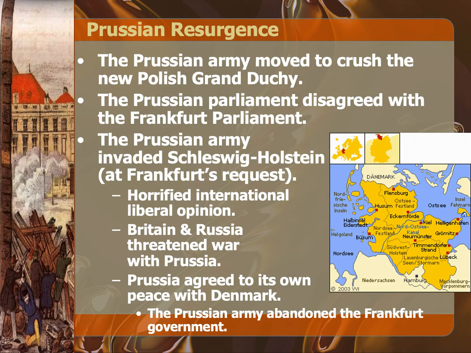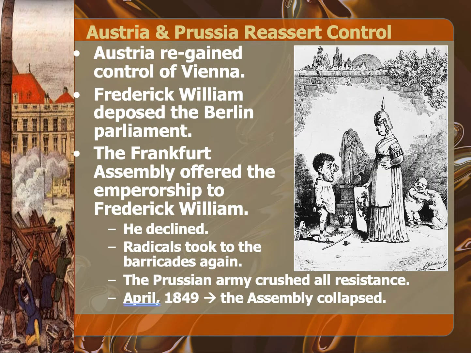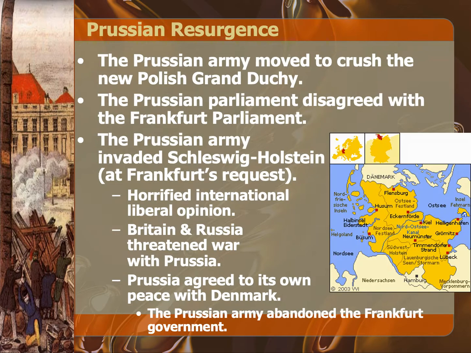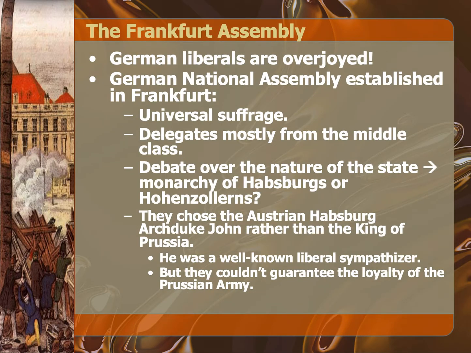So then, in response, representatives gathered in Frankfurt because they decided they're going to come up with their own constitution. They saw this constitution that the Prussian king was trying to come up with. They're like, okay, this is moving more in the direction that we want to see the government. So the German National Assembly is established in Frankfurt, and they create a constitution for themselves that is universal suffrage, delegates arriving mostly from the middle class.